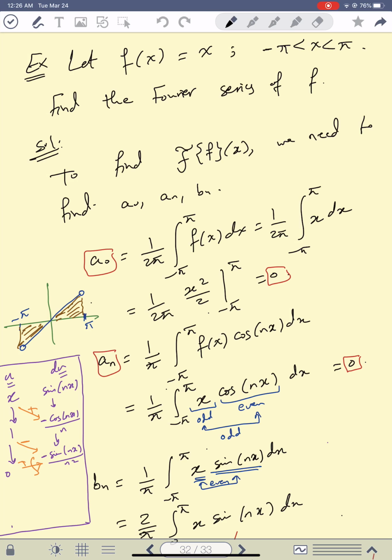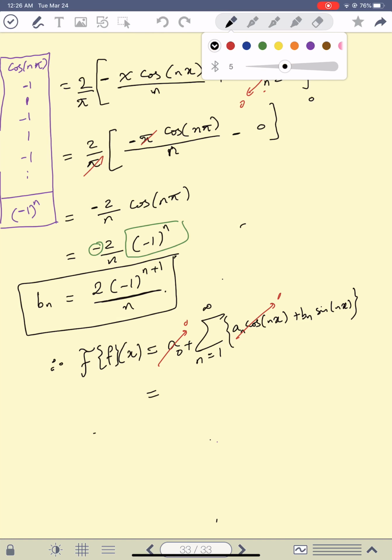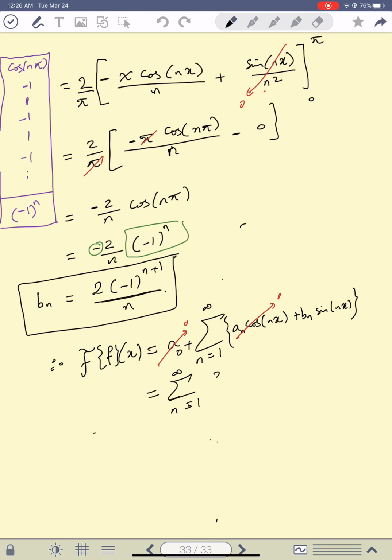So the Fourier series is A naught plus this summation. But in my example, the A naught is 0, the An is 0. So basically what's left is the sum from 1 to infinity. What's the Bn? It's 2 times negative 1 to the n plus 1 over n sine nx. So this is the Fourier series, okay? This is the Fourier series of the function.